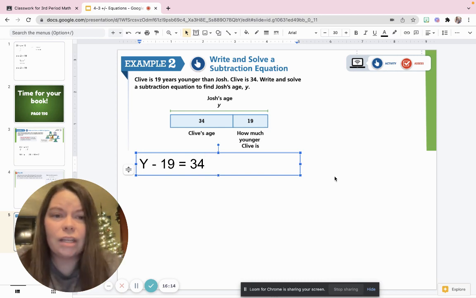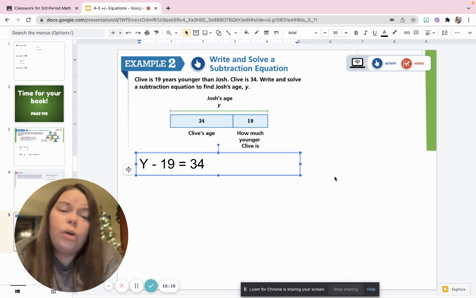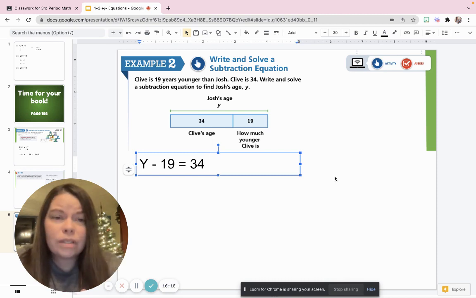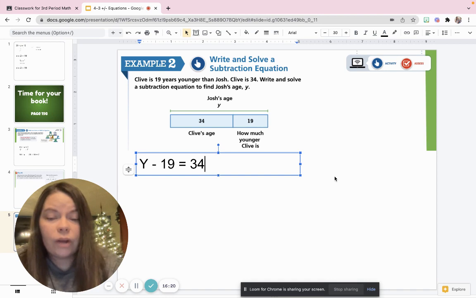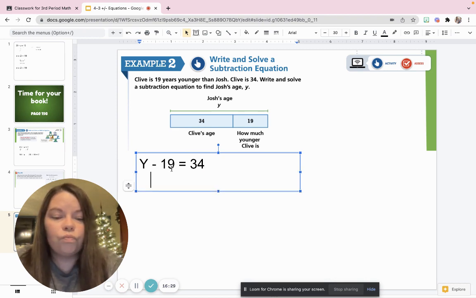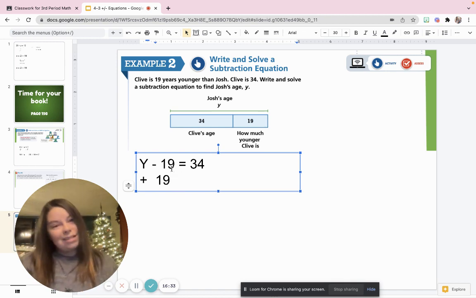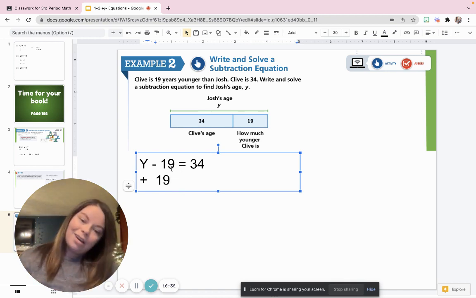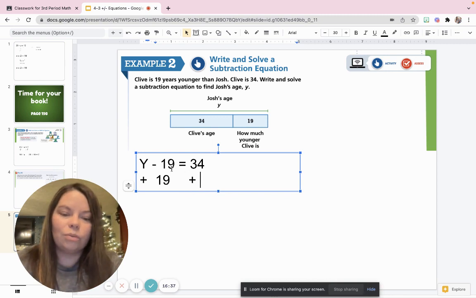There's a subtraction sign in there. Don't freak out because you guys already know what you're doing. What's the opposite of subtract? Okay. And we have the Y here, minus 19. So instead of minus 19, now we're going to do plus 19. Good. Whatever I do to one side of the equal sign, I have to do to the other side of the equal sign. So plus 19.